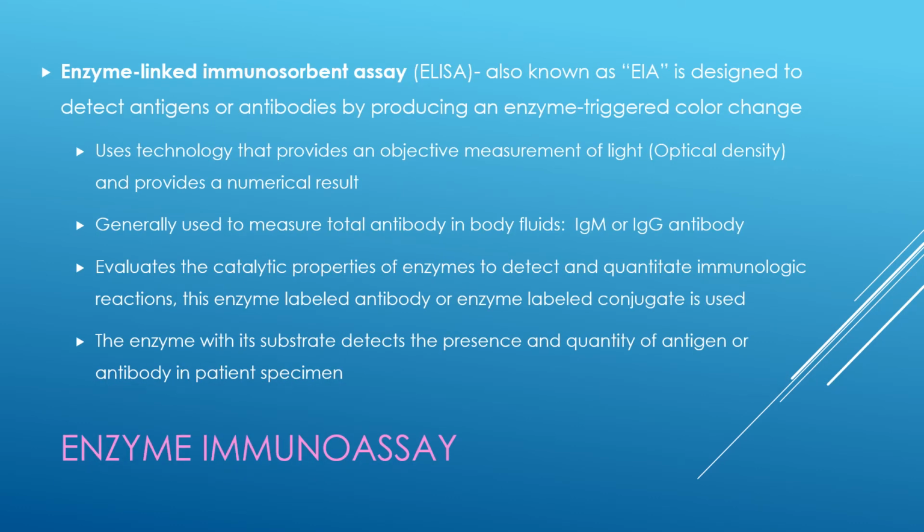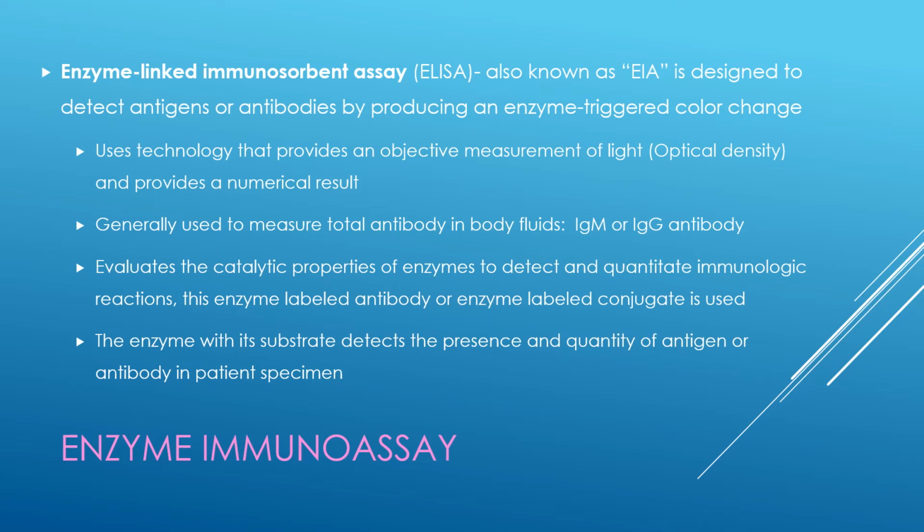Enzyme-linked immunosorbent assay is also known as EIA, and it's designed to detect antigens or antibodies by producing an enzyme-triggered color change. It uses technology that provides an objective measurement of light, and that would be optical density, and provides a numerical result. It's generally used to measure total antibody in fluids, either IgM or IgG antibody, depending on if we're looking for an acute disease or immunity.